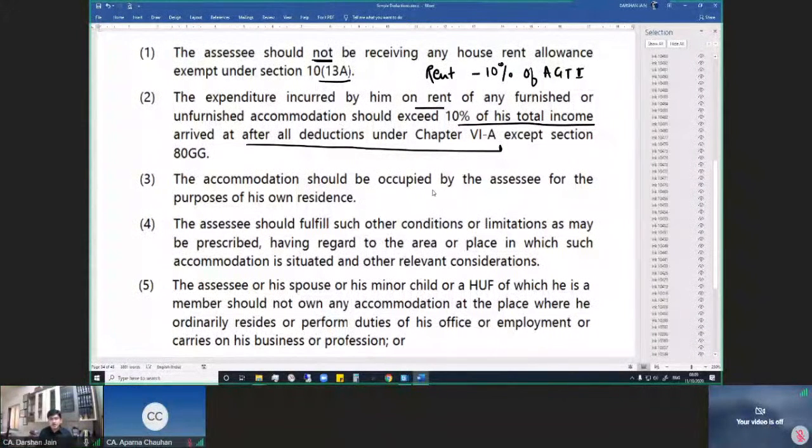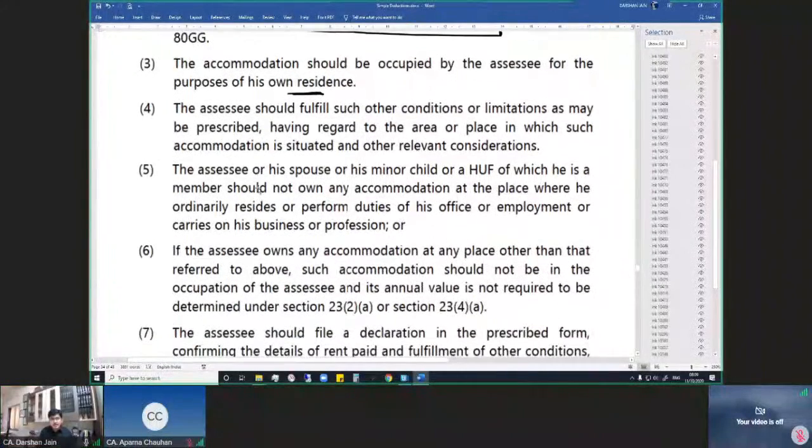The accommodation should be occupied by the assessee for the purposes of own residence. So he is paying rent for his own accommodation. The other condition is, the assessee or his spouse or his minor child or the HUF of the assessee should not own any accommodation at the place where he ordinarily resides. So you are taking a house on rent from your spouse or your HUF. That is not allowable. The assessee should not own his own house property and still take another house property on rent and claim deduction under 80GG.